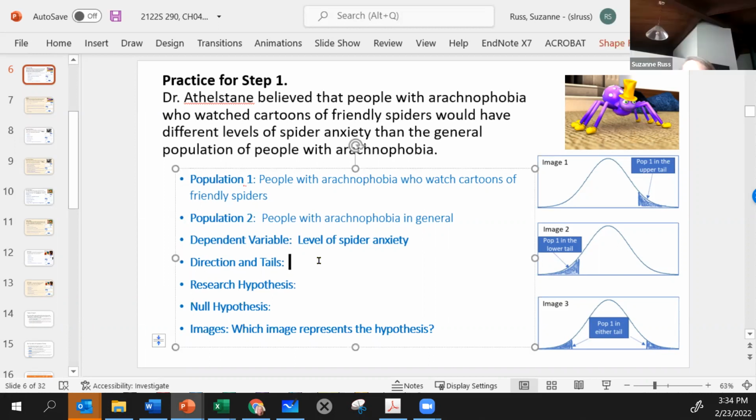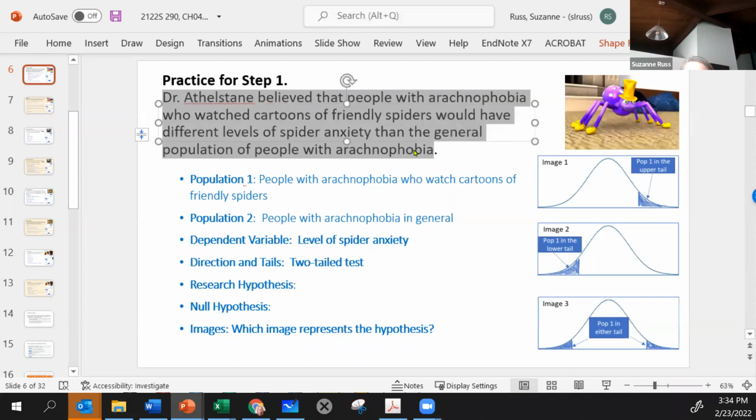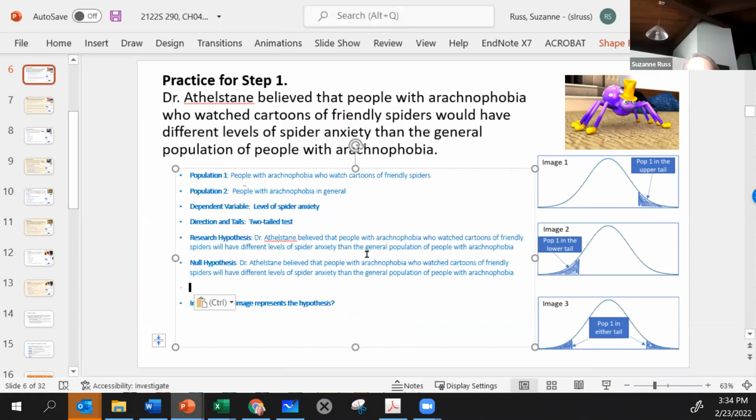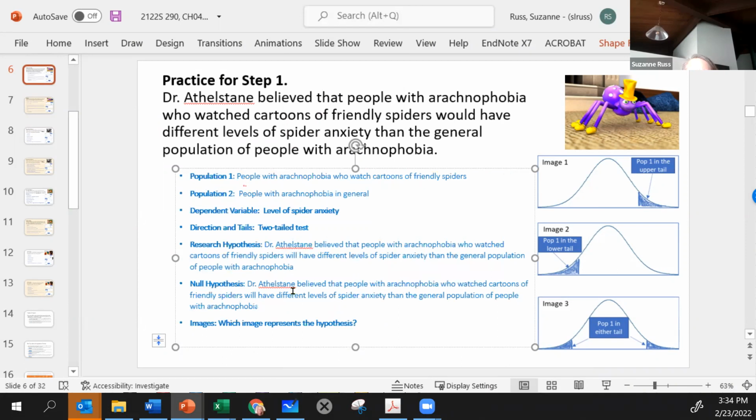So in that case, we would say it's a non-directional hypothesis, but we don't need to worry about that. We just know that she thinks the scores could be higher up here, or they could be lower. So we're looking at image 3. Since we have a shaded area in both tails, the high tail and the low tail, we call it a two-tailed test. The research hypothesis is stated right here. We'll make some minor changes, but let's see if we can just paste it in here. So here, who watched cartoons of friendly spiders, let's go with the word will, have different levels of spider anxiety than the general population. For the null hypothesis, we just restate that exactly the same way, but we add the word not. People with arachnophobia who watched cartoons will not have different levels of spider anxiety.